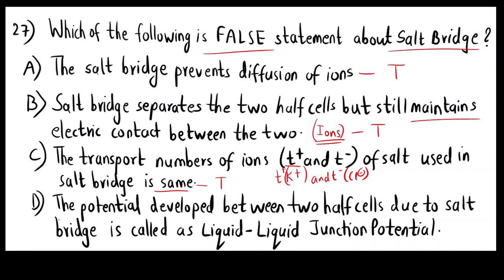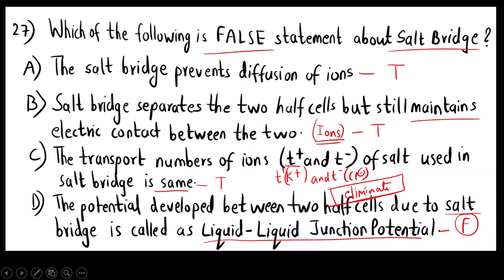Last one, the potential developed between the two half cells due to salt bridge is called liquid-liquid junction potential. This is going to be false because the salt bridge is used to eliminate liquid-liquid junction potential, and the junction potential is not caused because of this junction. Liquid-liquid junction potential is not caused because of the salt bridge. So this is the correct answer, option D. It is the false statement.